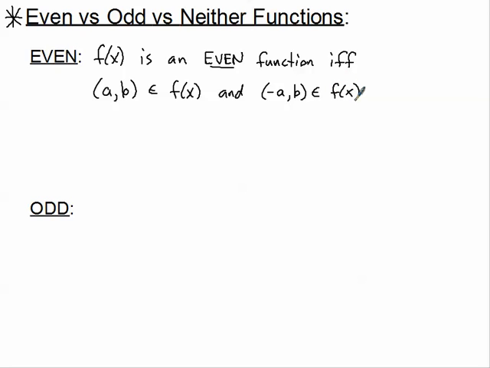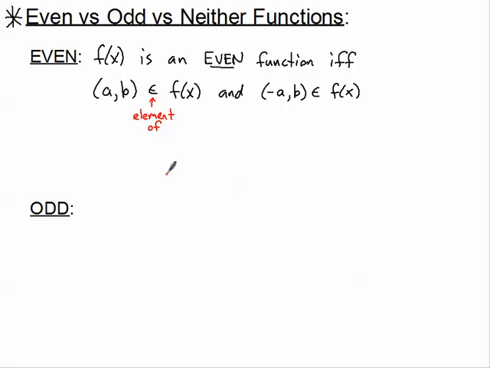This might be a new symbol for some people. This little e-looking thing means "an element of." It just basically means a point of the function is in the function. It's just a symbol that means is part of the function.